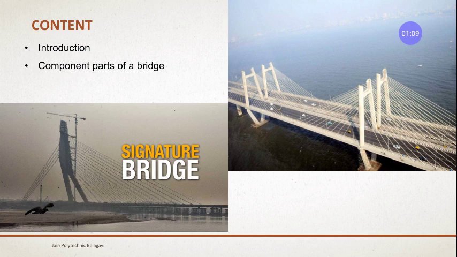Most of the time it is water flowing below the road or below the bridge, or somewhere we have to connect two points across a river. So in that case, what we do is we construct a bridge. That is an obstruction for the movement of vehicles. So these are some of the examples.